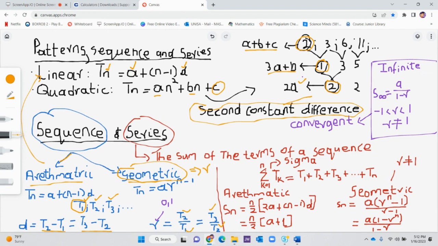All right, and then what is a series? A series is a sum of the terms of a sequence.